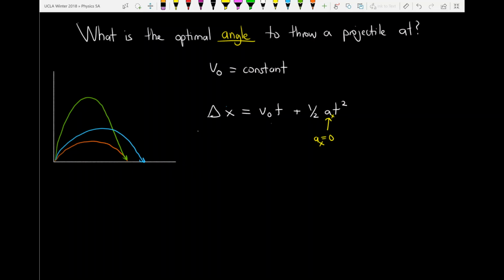Okay, so if we make that assumption, this entire term goes to 0. So now we're left with the change in x is equal to v initial t. Well, what's v initial in the x component?